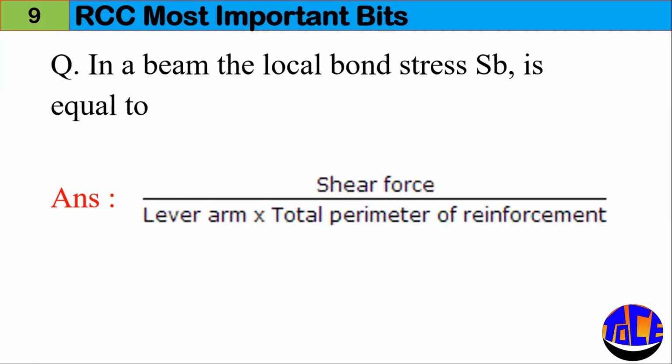Question number 9. In a beam, the local bond stress SB is equal to. So the local bond stress, how you can calculate, or what is the equation for a local bond stress? So that is equal to shear force divided by lever arm into total perimeter of the reinforcement.